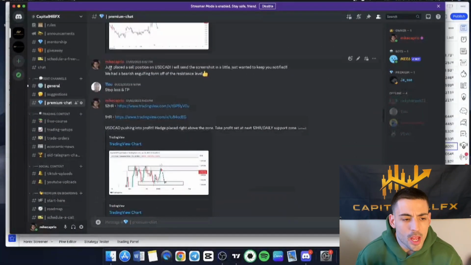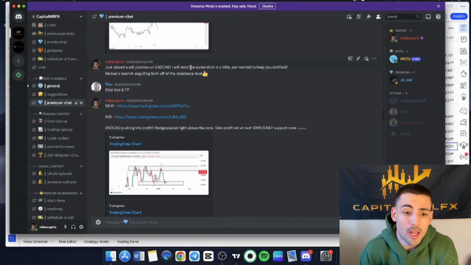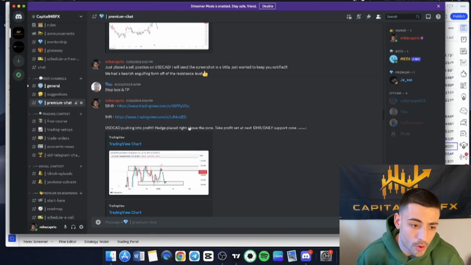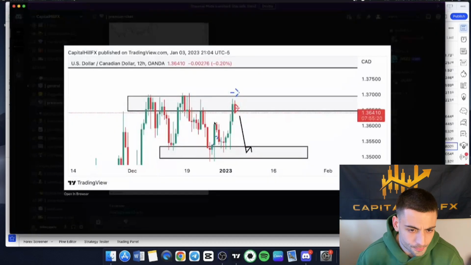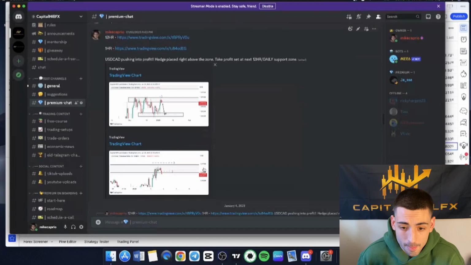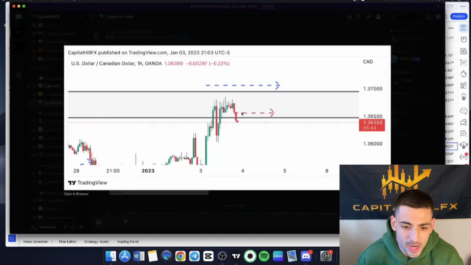Okay, so here it is. Just placed a sell position on USD Canadian dollar. I will send the screenshot in a little, just want to keep you notified. So this was it right here. Just a bounce off of this resistance level. So this is just proving that I placed the trade. And this was the price action that was showing around the significant horizontal level.